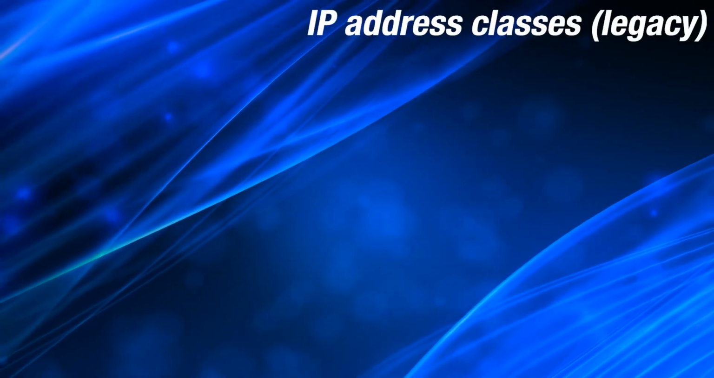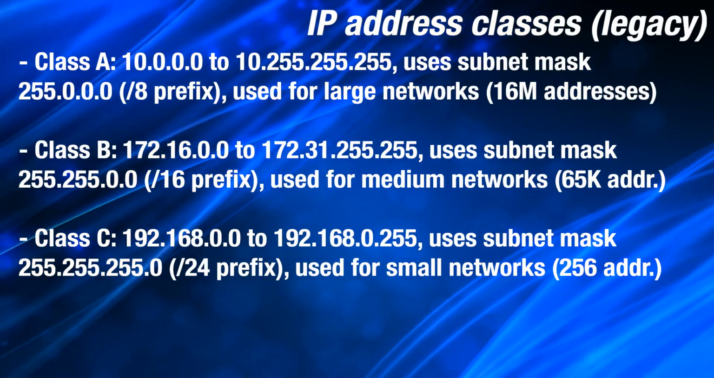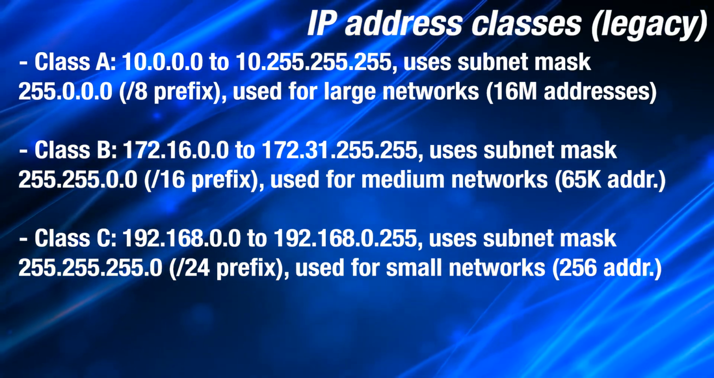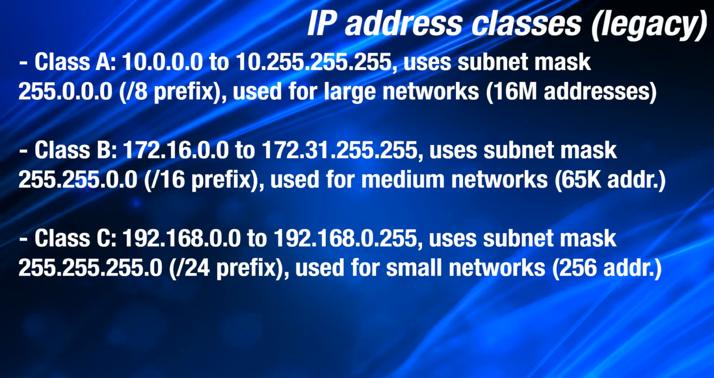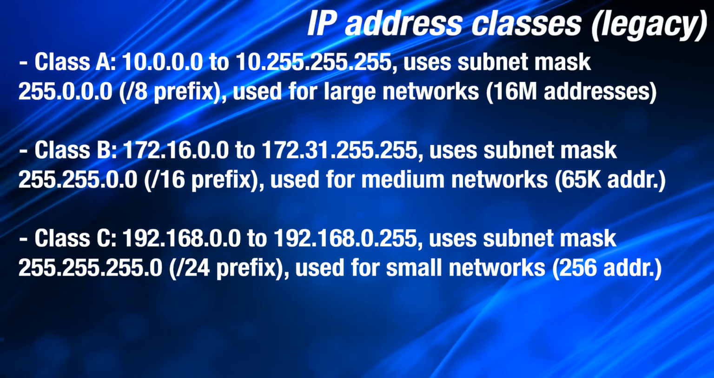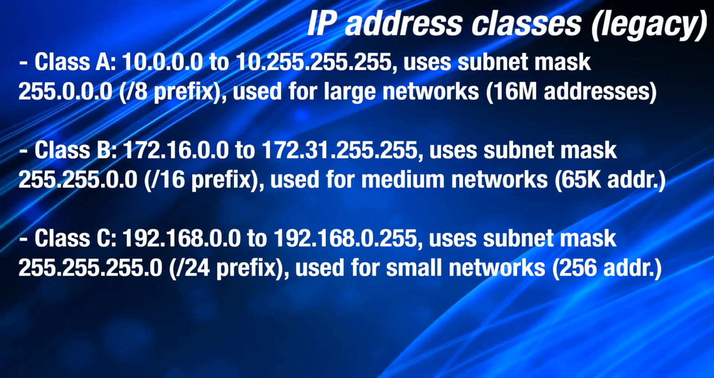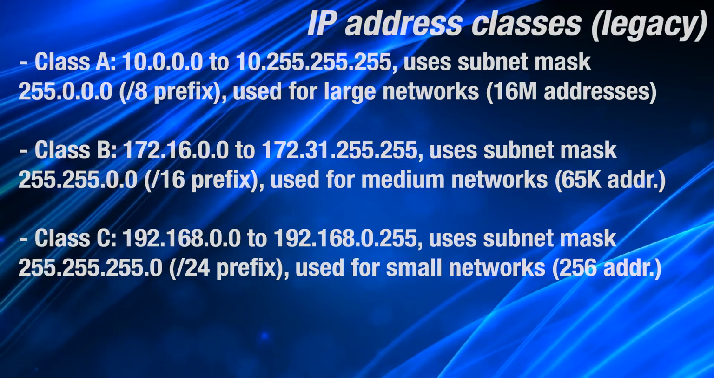In the beginning for addressing, IPv4 addresses were segmented into blocks. These blocks are known as classes. Here, we have all of the classes. Class A addresses are able to represent over 16 million addresses. Class B is able to represent well over 65,000 addresses. And finally, we have Class C, which is able to represent 256 addresses.